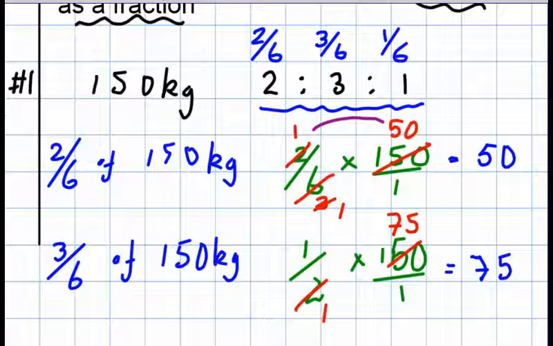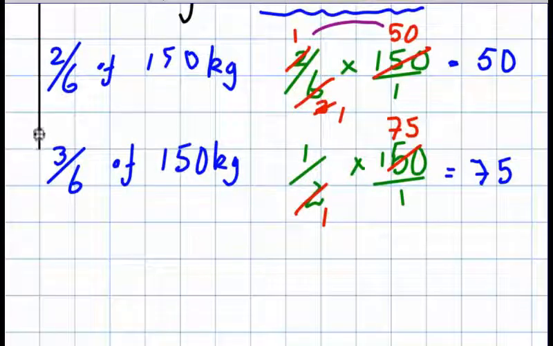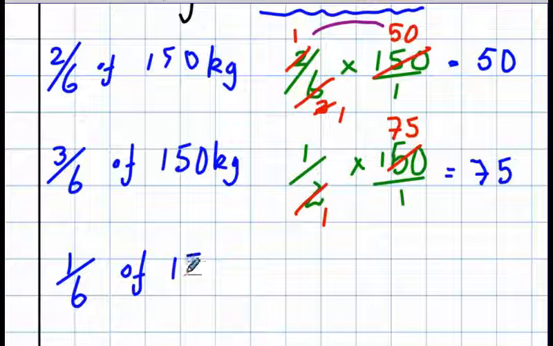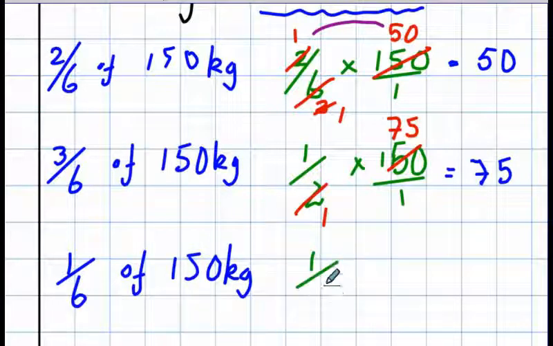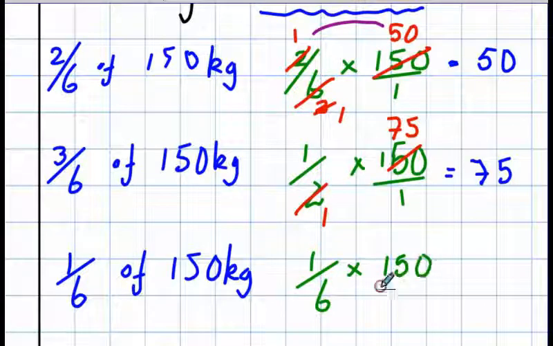Now, to find the last bit, you could do the same thing, find 1/6, which is what we're going to do. So 1/6 of 150 kilograms, my mistake. And here's the calculation. 1/6 times 150 over 1 equals. Well, actually, 6 is a factor of 150, and it goes in 25 times.